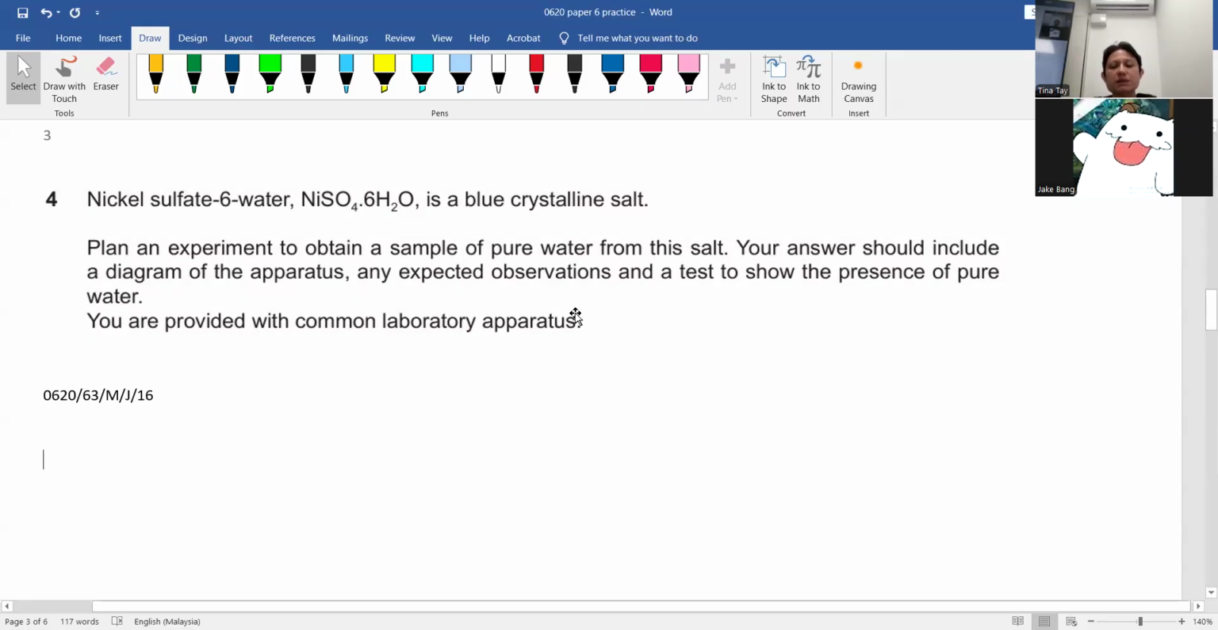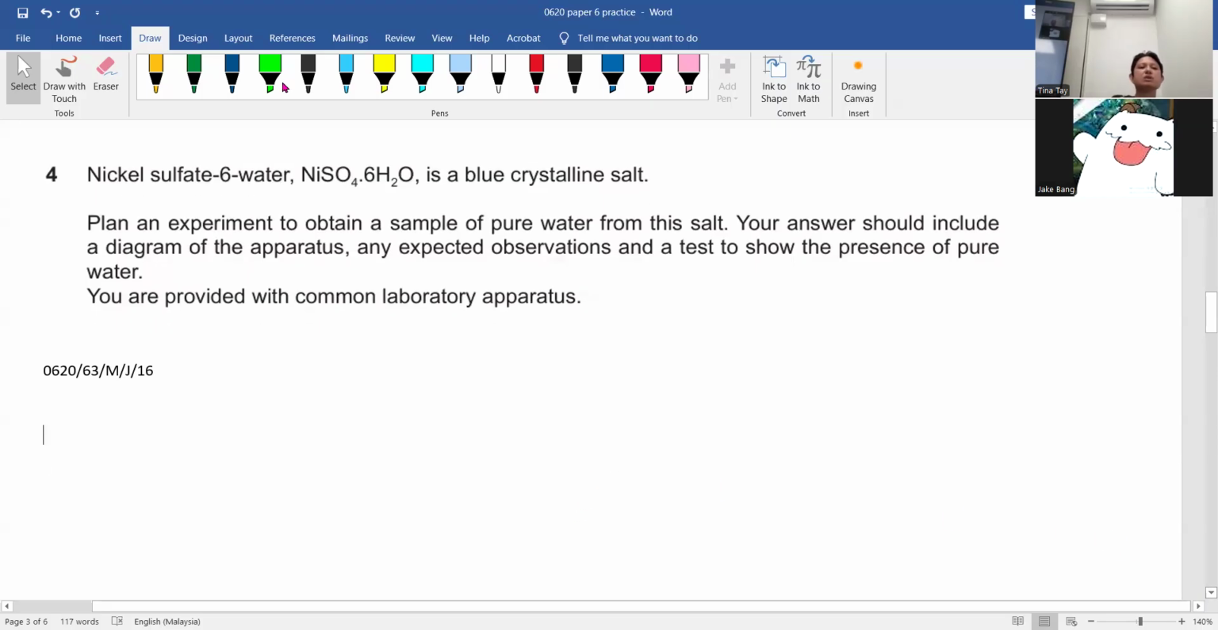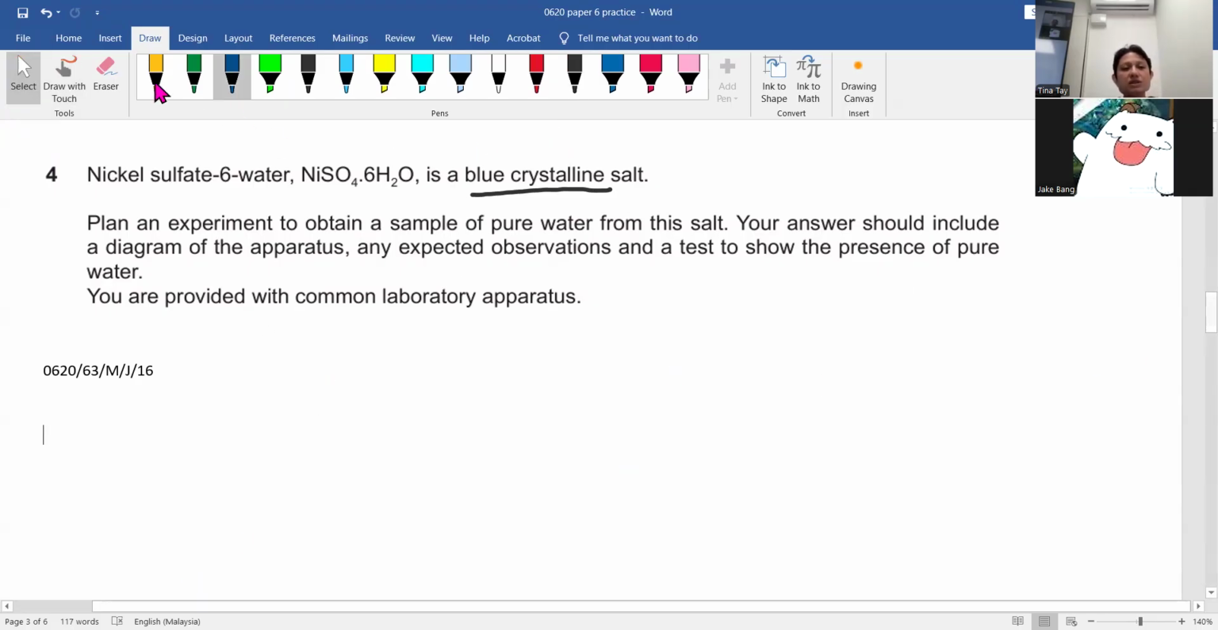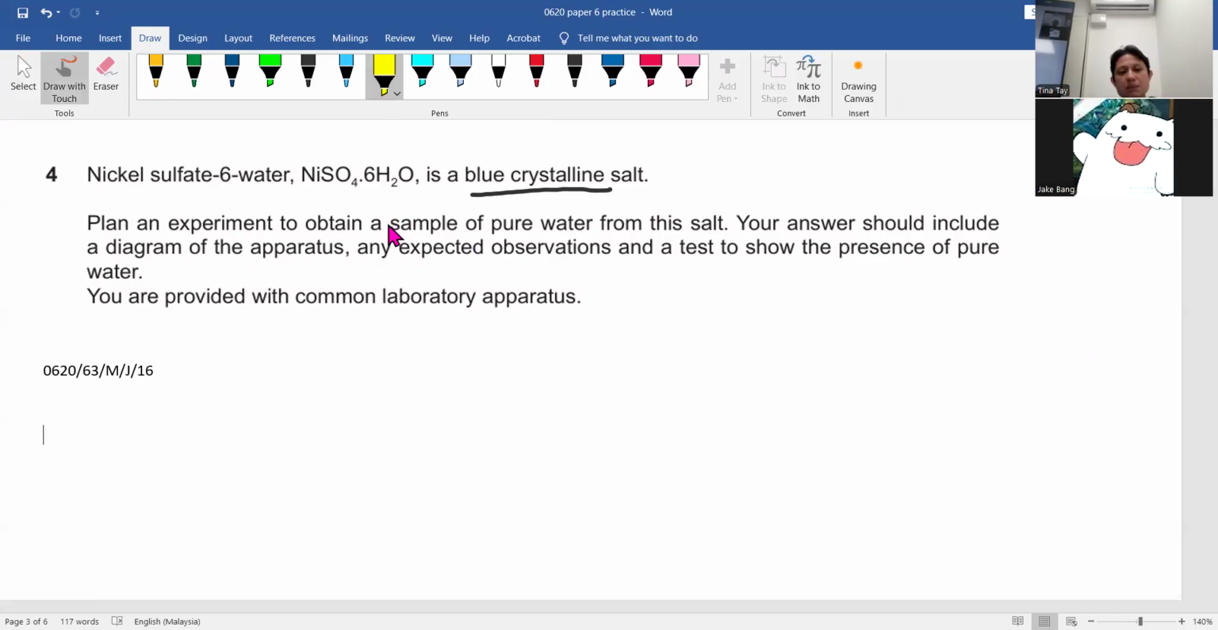So, plan an experiment to obtain pure water from this salt. Your answer should include a diagram of the apparatus, any expected observations, and the test and expected observations. So if this is a blue crystalline salt, how do you get it? Oh, okay, wait. This is not fractional distillation. It's not a solution. It's a sample of pure water from the salt. It's a solid. So you just heat and condense. Okay, this one is not a solution. It's just heat and condense. Sorry, sir. So how do you do it? How do you heat and condense?